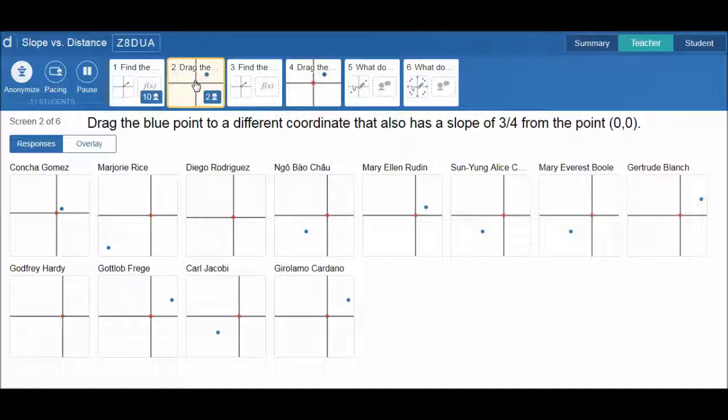Another way to use this tool is to generate data and make conclusions. I found that my students were confusing the concepts of slope and distance. To help them, I first asked them to drag the blue dot to a point that had a slope of 3/4 from the point (0, 0).